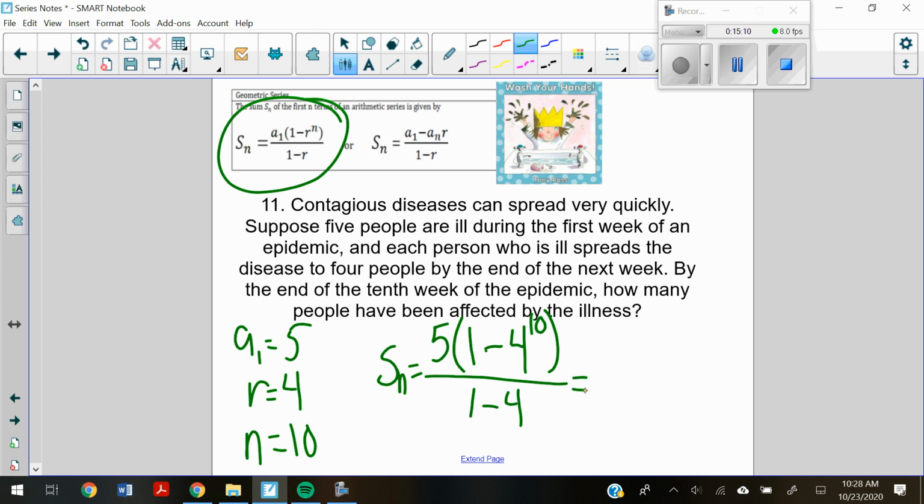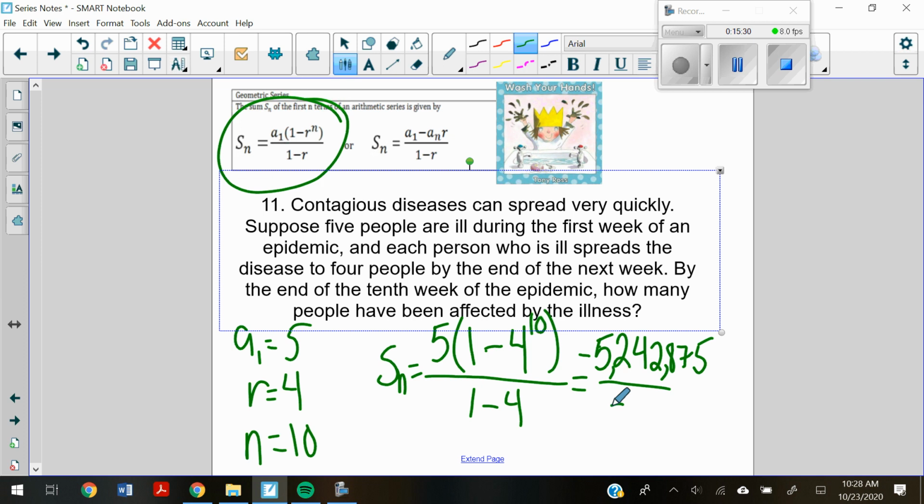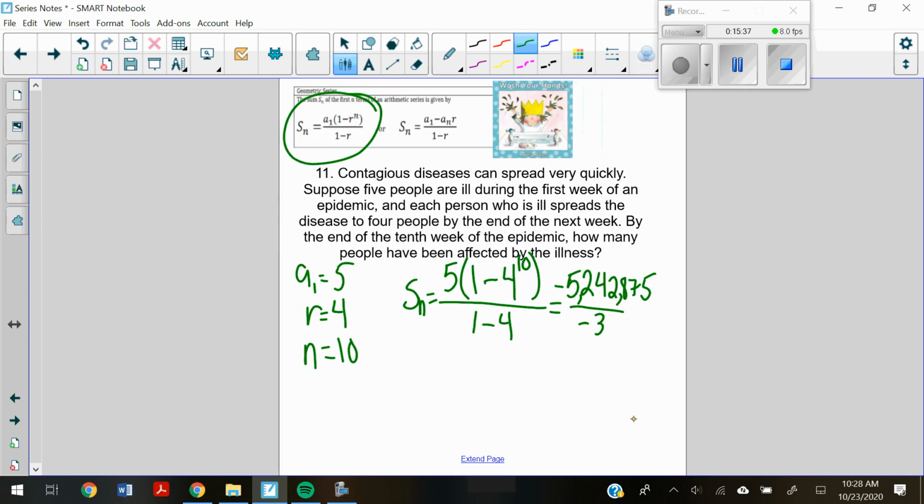All right, again, I'd recommend just typing in the top part. And yes, you get a big number: negative 5,242,875. And in the bottom, we get divided by negative 3. So we're going to take a negative divided by a negative, so we're going to get a positive. And we end up with 1,747,625 people. Wow. Can you imagine that?